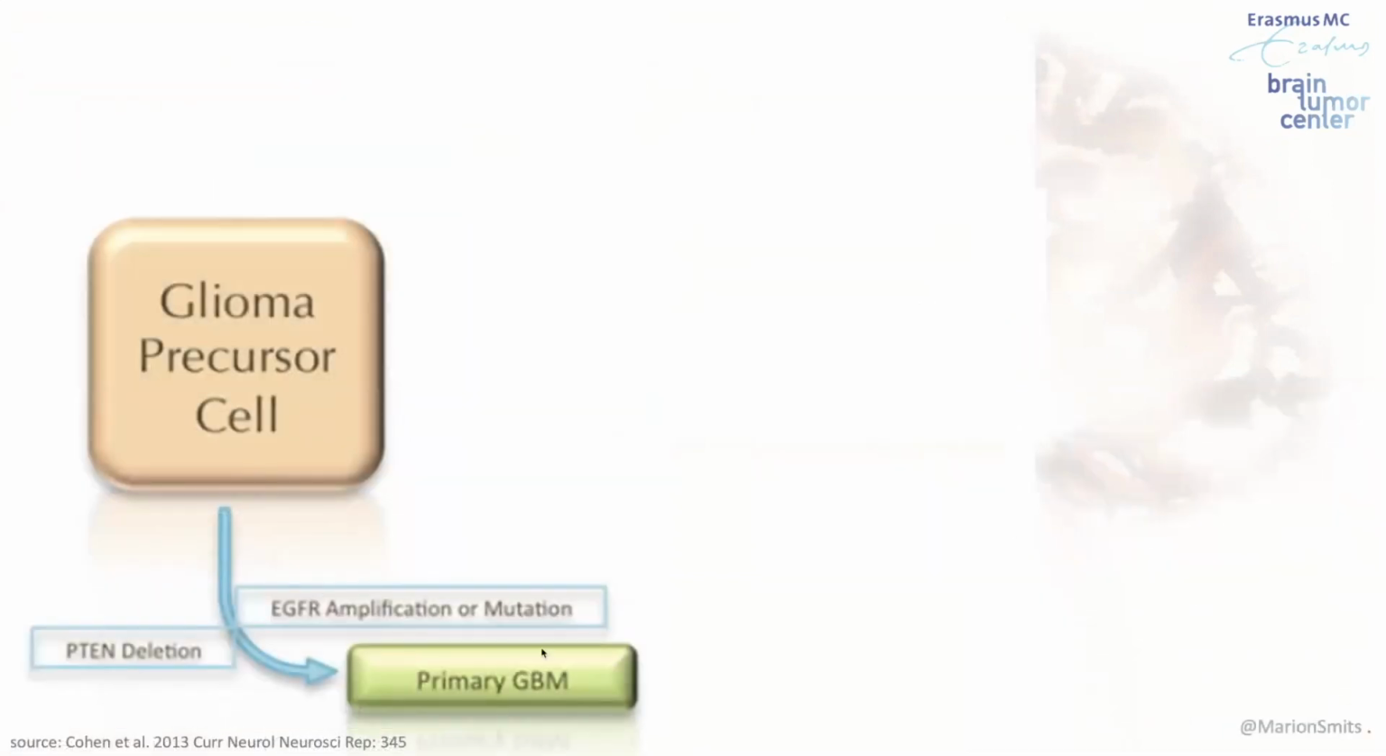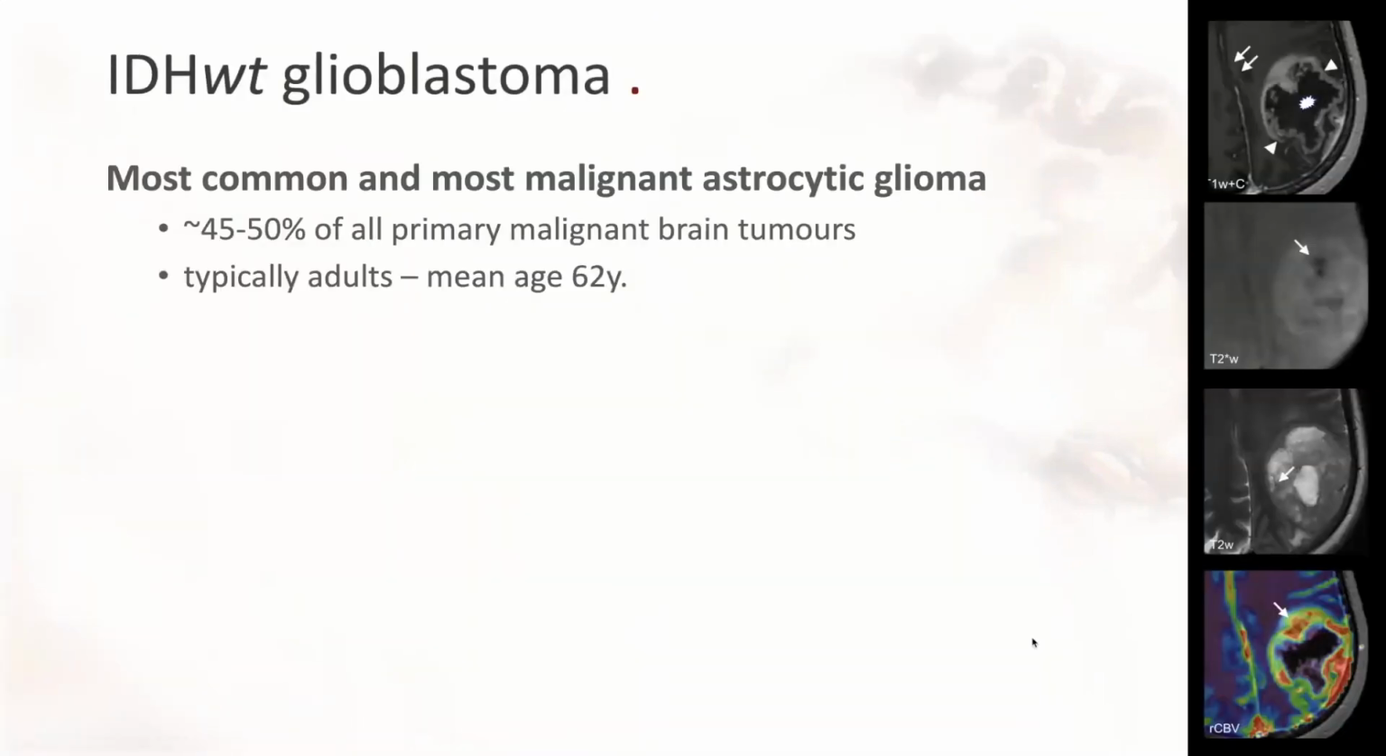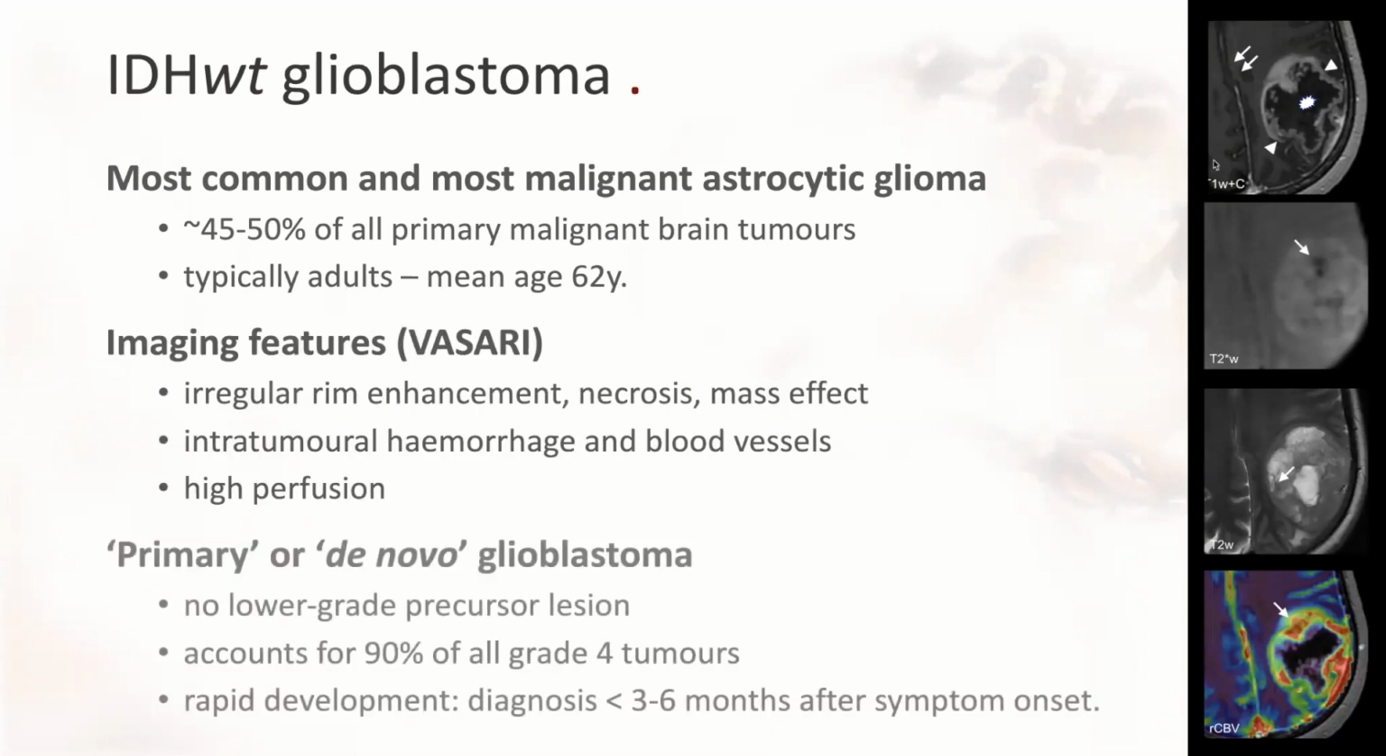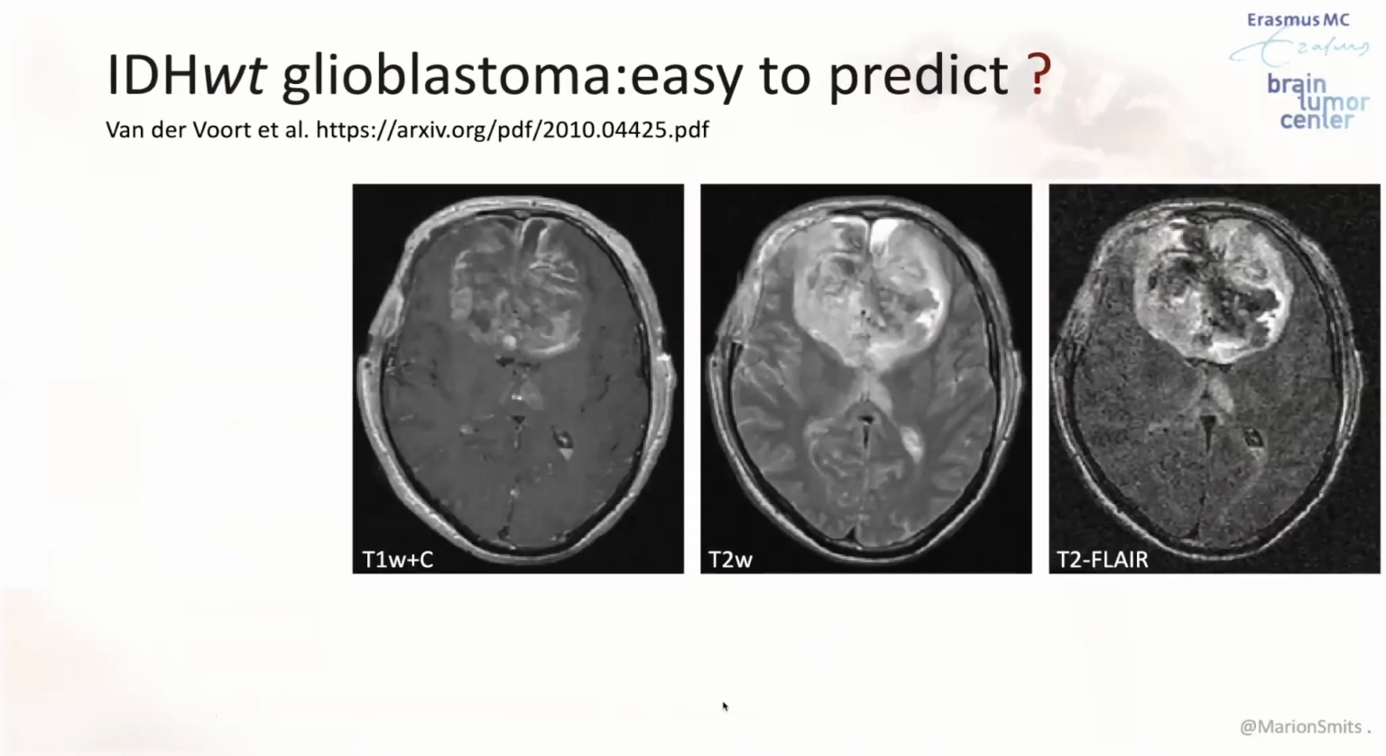The IDH wild type tumor, the glioblastoma, what we used to call primary glioblastoma, is unfortunately the most common astrocytic tumor, or even the most common glioma in adults. It makes up about 50%. These are the imaging features: a much more aggressively enhancing tumor, central necrosis, a bit of hemorrhage, blood vessels, and high perfusion. These are the tumors that do very, very poorly. But as you saw, there are also other ways of presenting, where we do have maybe high perfusion, but not this very typical case. Again, this was a misdiagnosis.